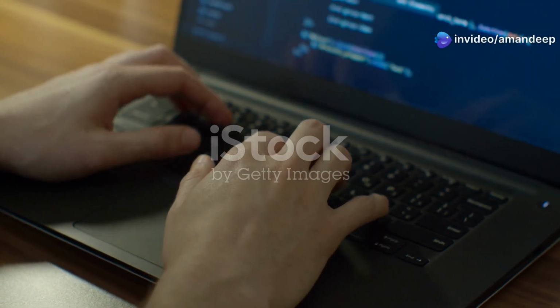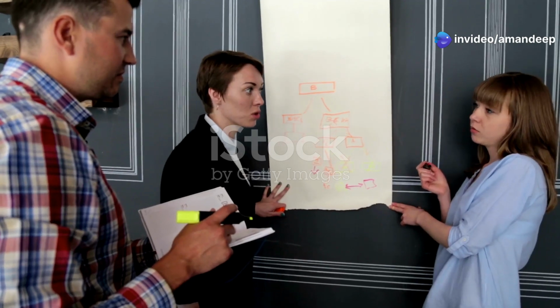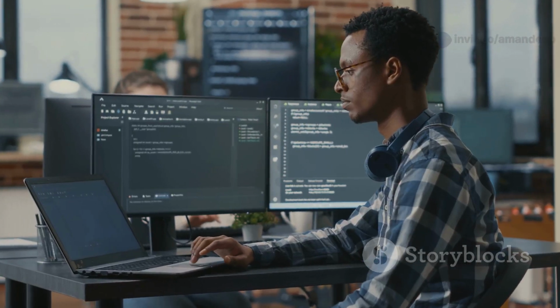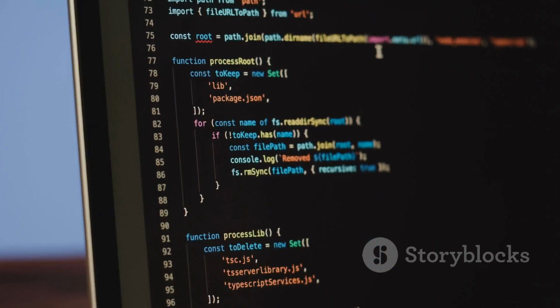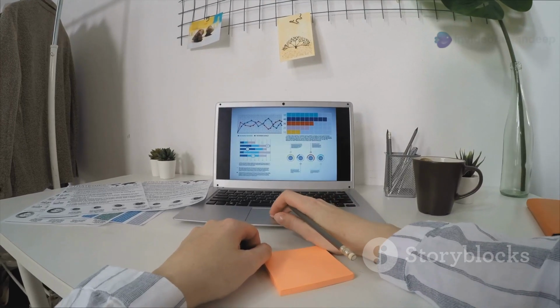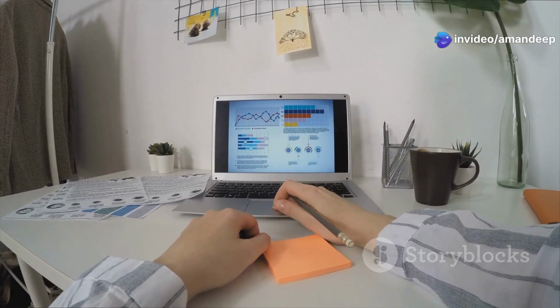Gearing up: your Python toolkit for EDA. To start your EDA journey with Python, you need a few key tools. These tools are software libraries. They add powerful functions to Python for data work. The most important library is Pandas. Pandas is excellent for handling and analyzing structured data like tables.